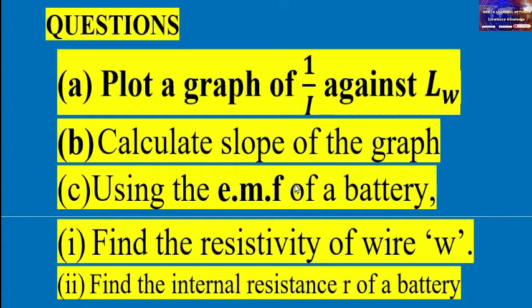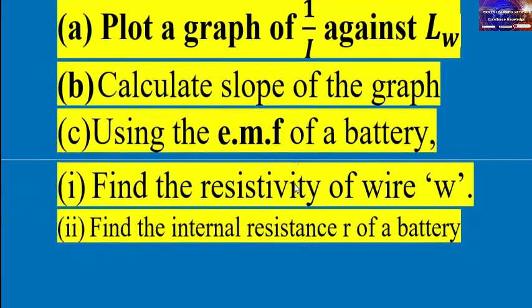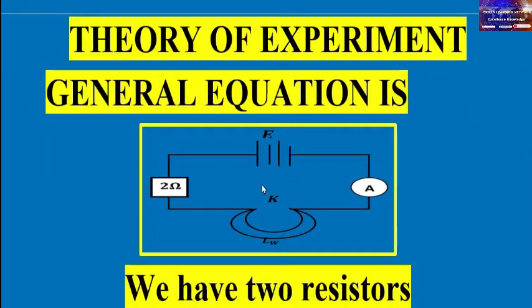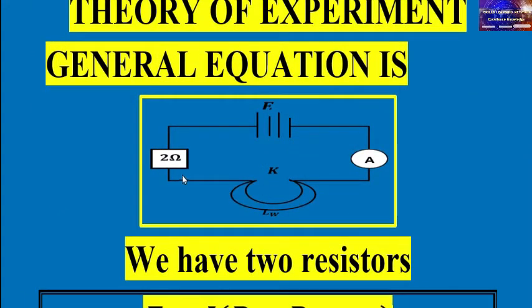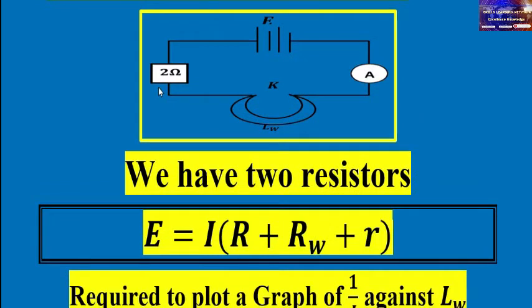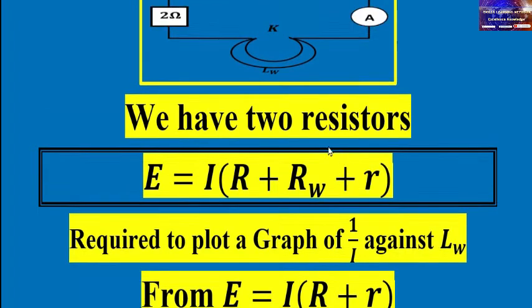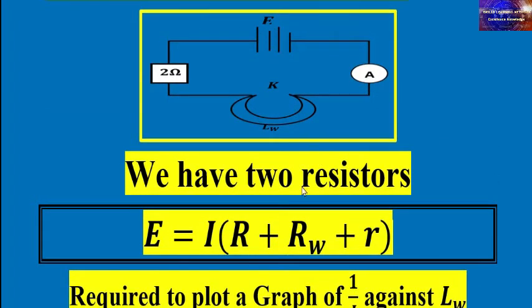Let's proceed with the theory of this experiment. We have this circuit. Remember that we have 2 resistors. The first resistor is 2 ohm, and the second resistor is the resistivity wire. So our general equation would be EMF is equal to current times the resistance plus the resistance of the wire and the internal resistance of the battery, this one.